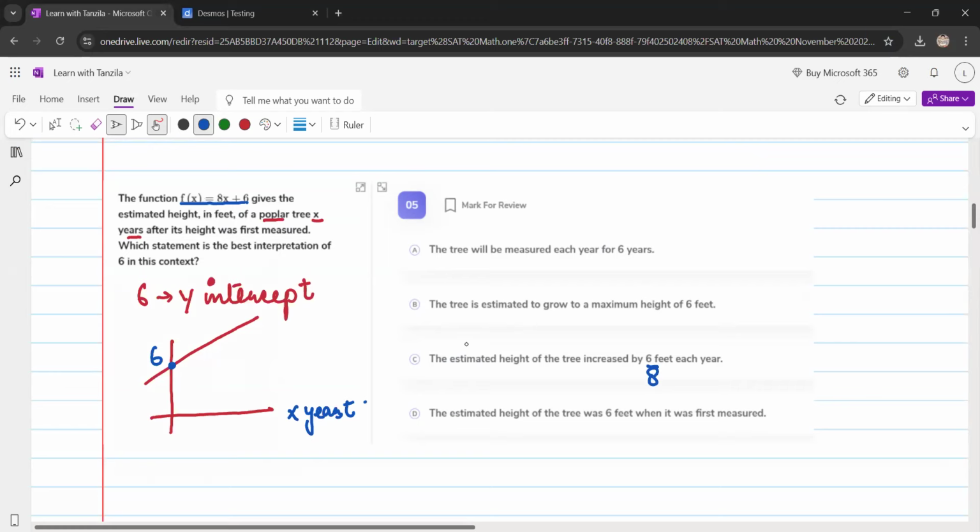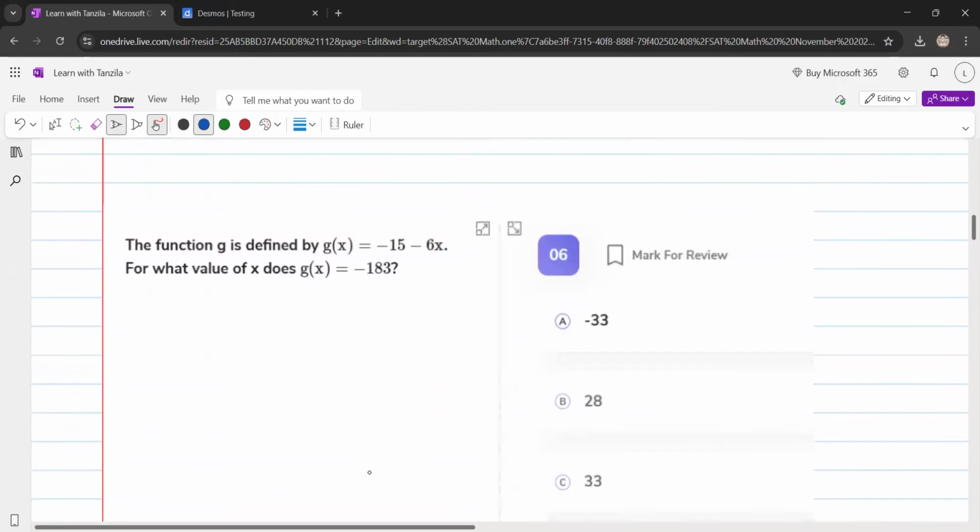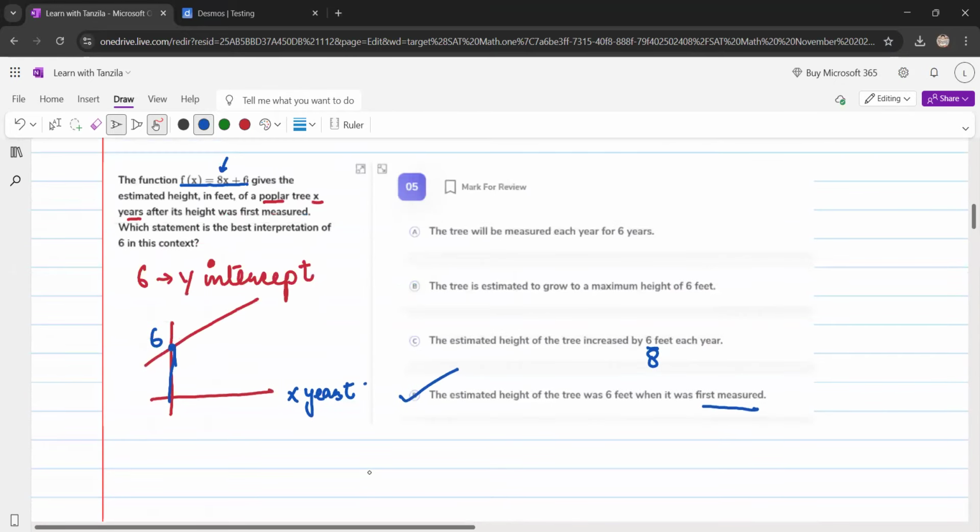So, not true. And also the estimated height of the tree was 6 feet when it was first measured. Now this is true. When they first measured the tree, the height was 6 already. Then with every passing year, it will grow by 8 feet. Okay. So for question 5, your correct answer is option D.